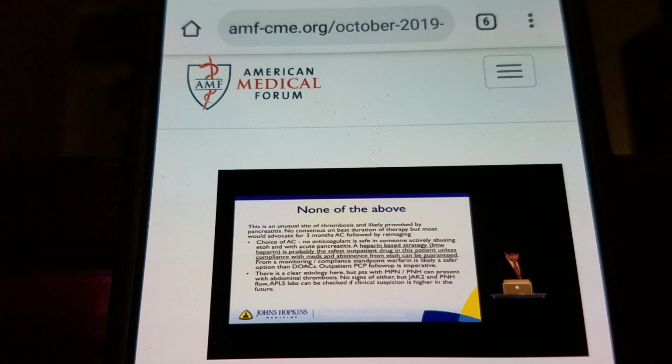Okay, and I've explained that a little bit more in this slide. A heparin-based strategy is probably the safest, although compliance is still going to be an issue with an injectable drug. And here you had a clear cause, alcoholic pancreatitis, necrotizing pancreatitis, provoking the clot. But if it's a true unprovoked clot, there are some other unique hematological syndromes that you need to look for, such as MPNs like polycythemia vera, which can cause thrombosis at unusual sites.